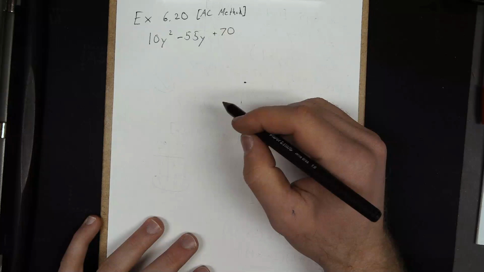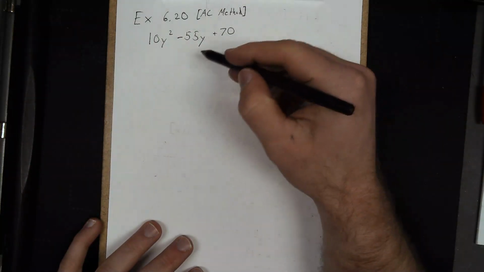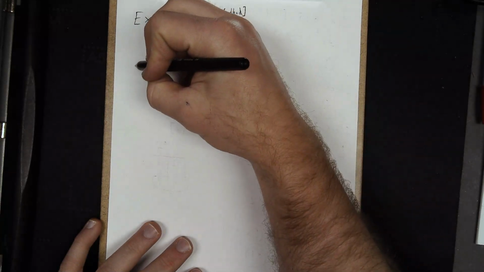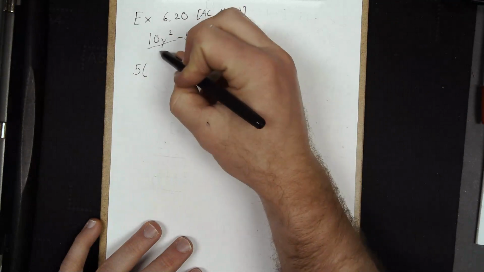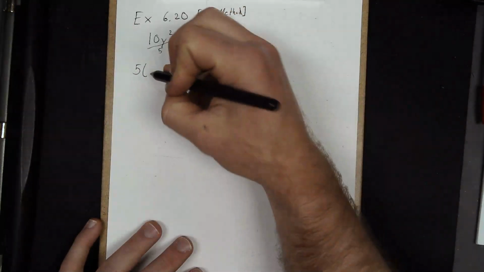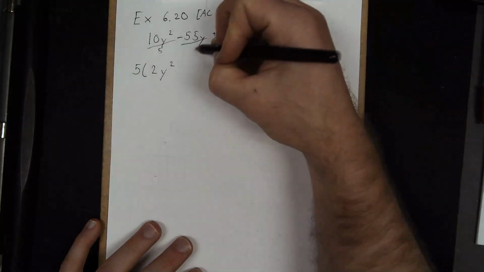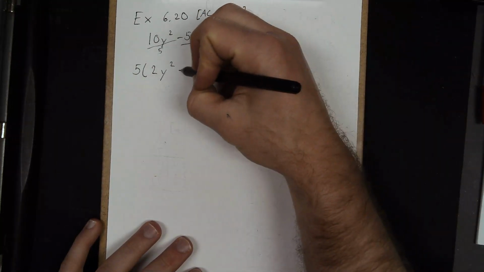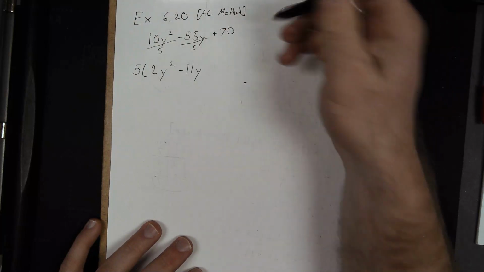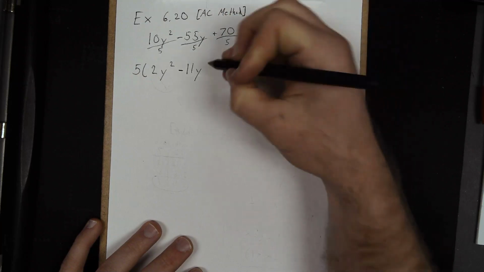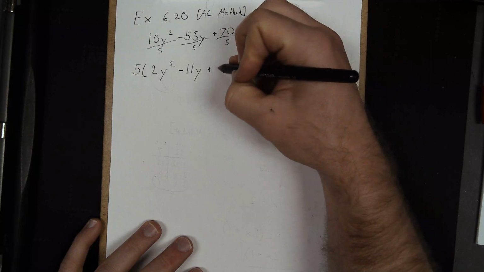Okay? Hope you gave it a shot. So it's actually a 5. We can pull a 5 out of each one of these. I'll go ahead and write my 5. 10y squared divided by 5 gives me 2y squared. Negative 55y divided by 5 gives me negative 11y. And 70 divided by 5 gives me 14.